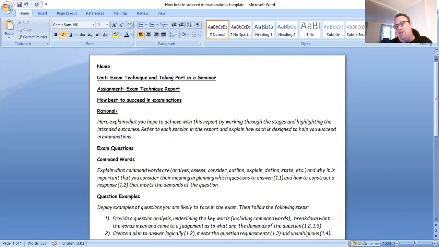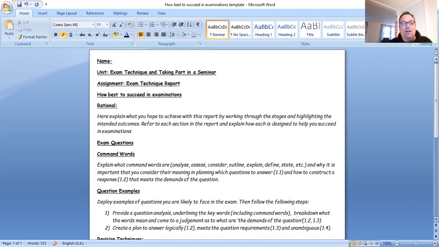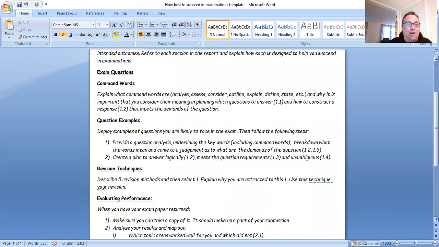So the definition of a number of command words. Then go on to using question examples. So use two or three of the questions that you're likely to meet in your exams. You've got past papers there. Put them in, underline the keywords, particularly the command words, break down what each of the words mean, and come to a judgment, something you can write out as an analysis, which is the demands of the question.